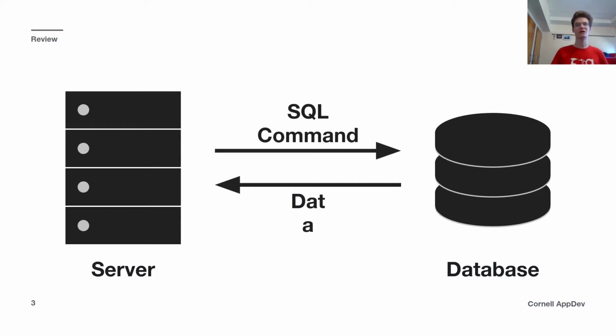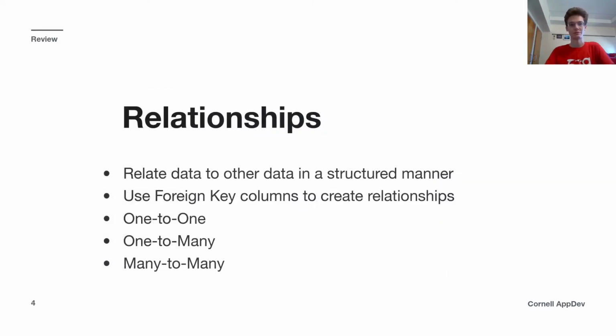So, last week, we talked about how we can do some fancy relationships with SQL databases and relate different tables to each other. We talked about relating data to other data in a structured manner, using foreign keys, and then three types of relationships: one-to-one, one-to-many, many-to-many.